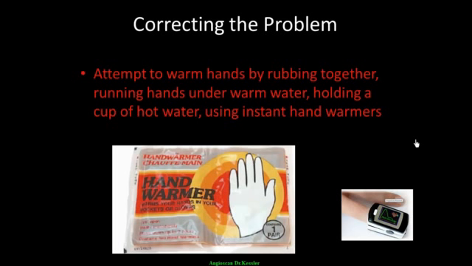You can attempt to warm the hands by rubbing them together. You could run hands under warm water, hold a cup of hot water and have them hold their hands on that, or use an instant hand warmer. So there are some good strategies to use.